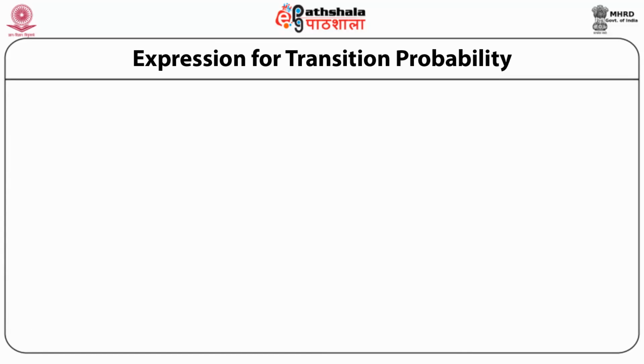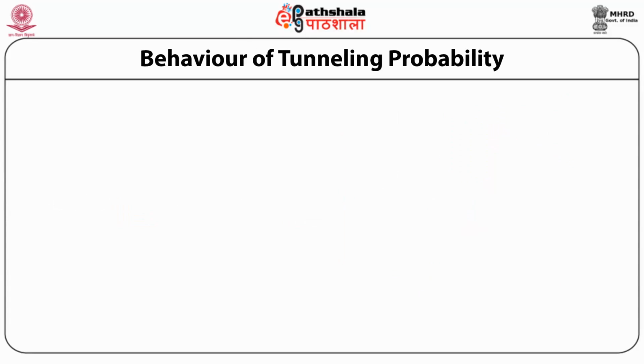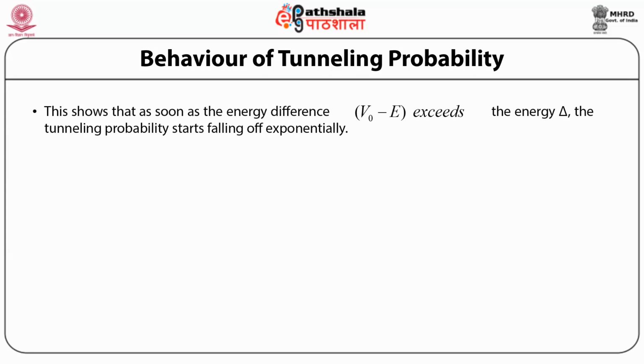Thus, we have obtained the expression for transmission probability. The figure shows the plot of transmission probability as a function of E by V naught for various values of V naught by delta. We now discuss the behavior of tunneling probability. We can see from the figure that as soon as the energy difference V naught minus E exceeds the energy delta, the tunneling probability starts falling off exponentially.